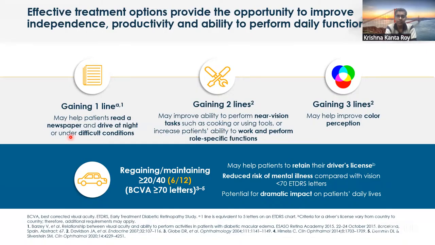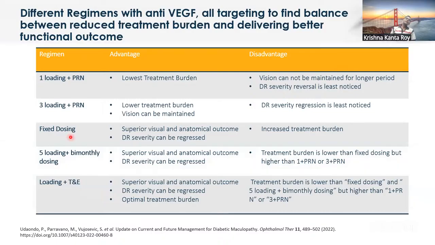So this is the importance of having a 6/12 or better visual acuity in normal day-to-day life. Now, we have different treatment regimens for diabetic macular edema. Previously, we used one loading dose followed by PRN, then 3 loading doses followed by PRN, and fixed dosing is also there. If we have one loading dose followed by PRN, obviously treatment burden will be less, but vision cannot be maintained, or vision improvement is also not that good.